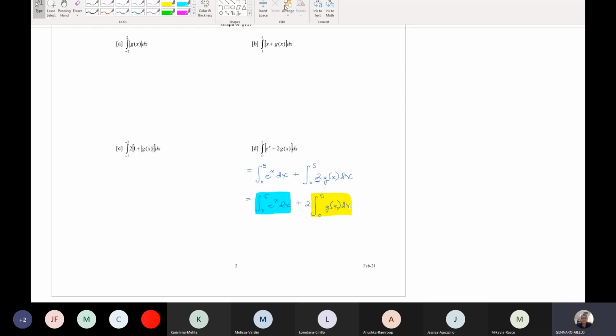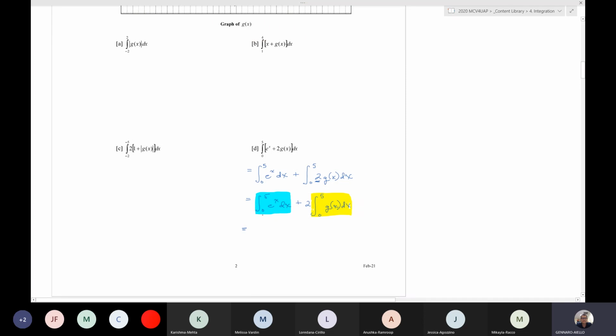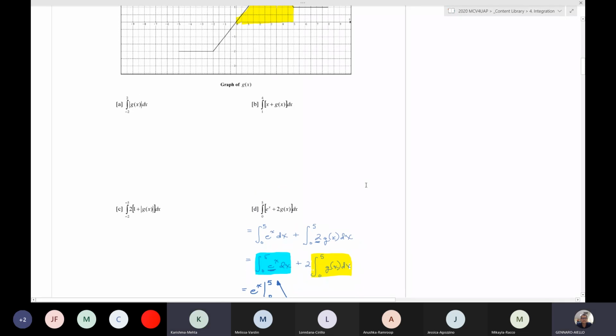But this one here that I've highlighted in blue, the antiderivative of e to the x is just e to the x. And I'm going to evaluate that at 5 and 0. So I'm going to get e to the 5 minus e to the 0, which is e to the 5 minus 1. So that's just this part, plus 2 times the area. And then you're going to figure out what that highlighted region is up there on the picture, and then you're just going to add the two numbers together. Okay, thank you. That makes sense.